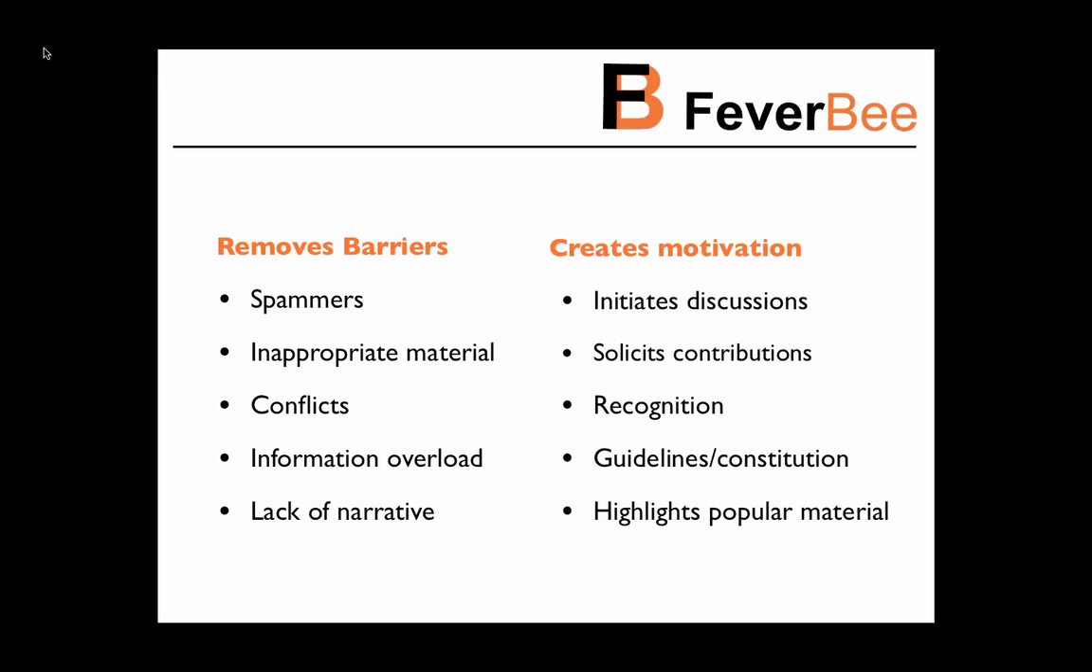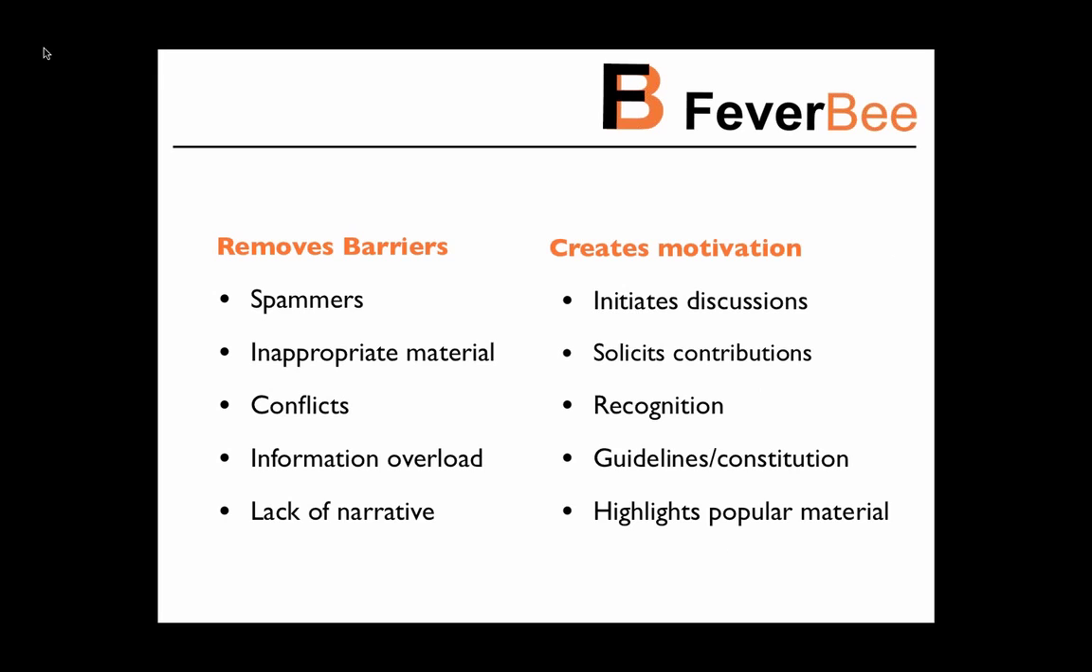And fifth is a lack of narrative in your community. So a lot of online communities simply don't have a narrative that their members can follow. Members don't know what role they're playing in the broader context of that community. So these are all barriers that you have to prevent or have to remove to successfully enable someone to participate in a community. But simply enabling someone to participate in a community isn't enough.